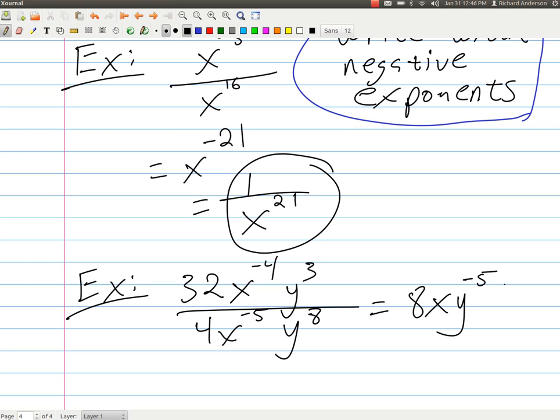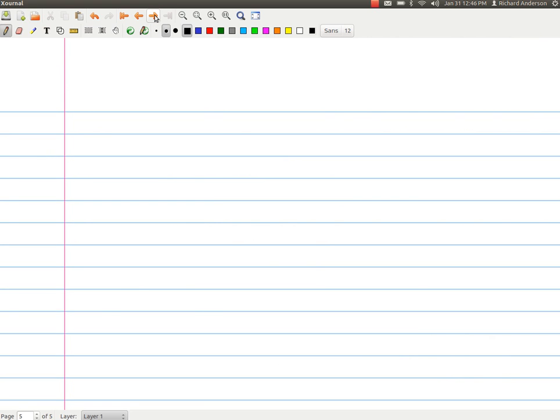Only problem is this negative exponent on my y. Remember, if it's just the negative exponent on the y, if there are no parentheses around anything else that goes with that negative exponent, then we keep everything else in the top, the 8x. They stay in the numerator. The y to the negative 5 moves down to the bottom, and the exponent on the y becomes positive. So that gives us our answer for that example.